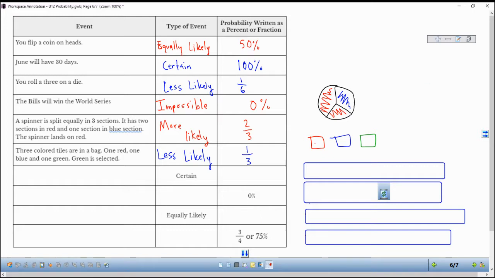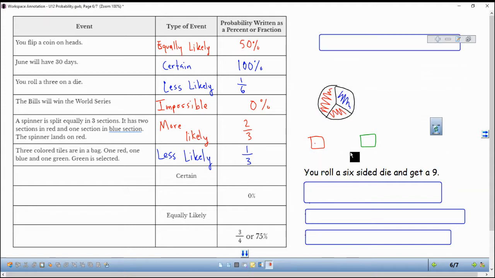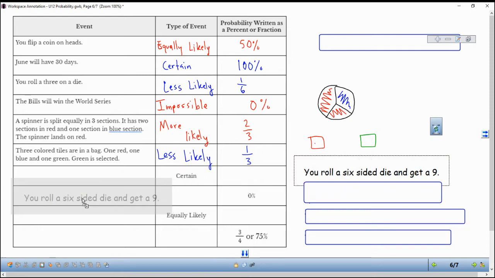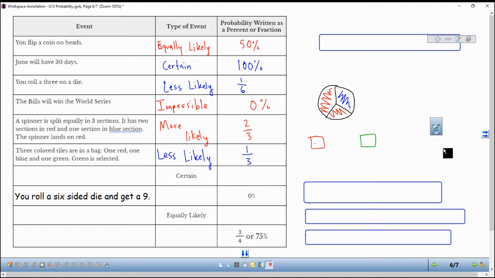Okay. All right. Now, what I have prepared are 4 different events here that are going to fit into one of these categories: certain, 0%, equally likely, or 3/4. So I'm going to reveal it, and then we'll see where each one goes. You roll a 6-sided die and get a 9. Well, 6-sided die, 1, 2, 3, 4, 5, 6. What is the chance you're going to get a 9? That's impossible. So I'm going to put that here next to 0% because that's what 0% means. It means impossible.